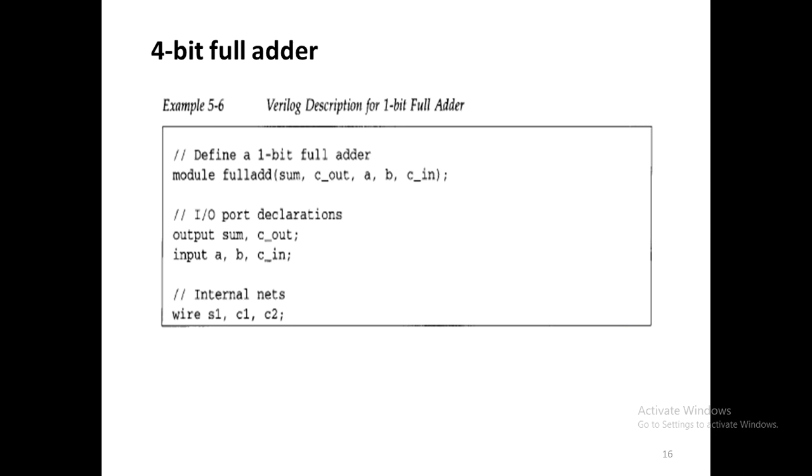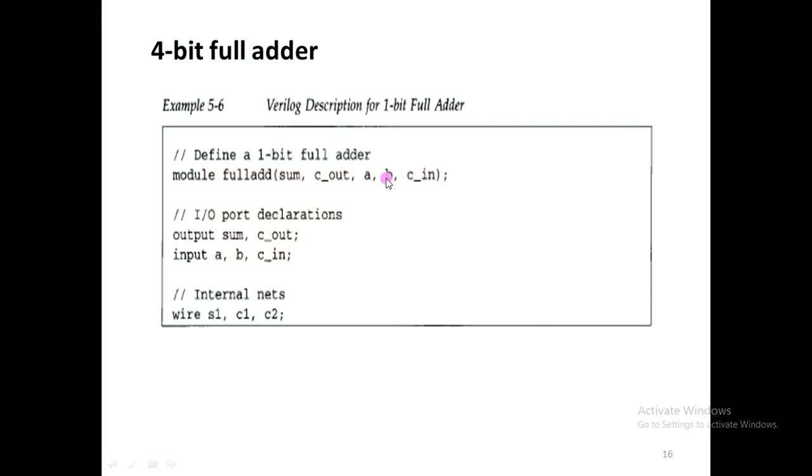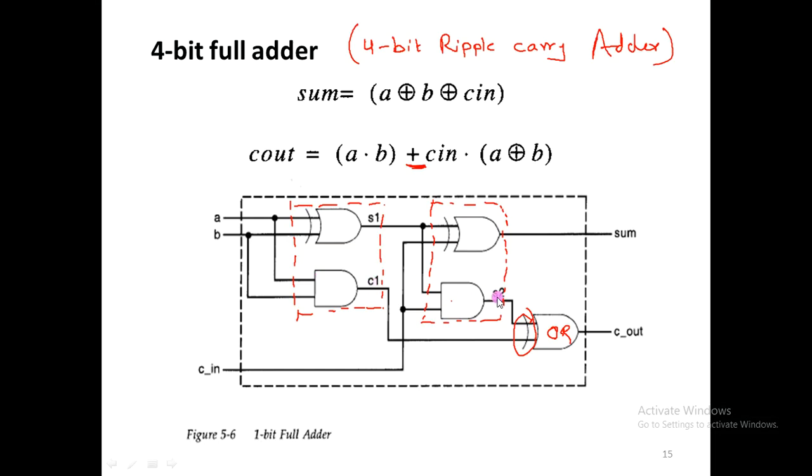Same thing, we'll check it here. Module full adder, sum, Cout, A, B, Cin. Outputs are sum and Cout, inputs are A, B, Cin. Wire, intermediate S1, C1, C2. So here it has been written as S2. Let me change it to C2.